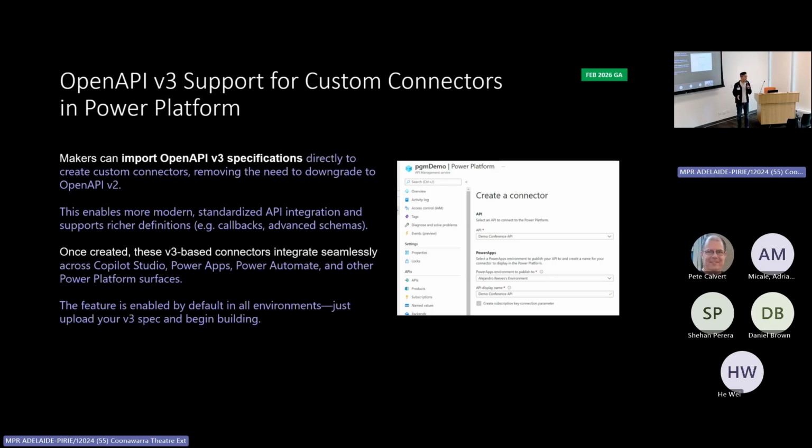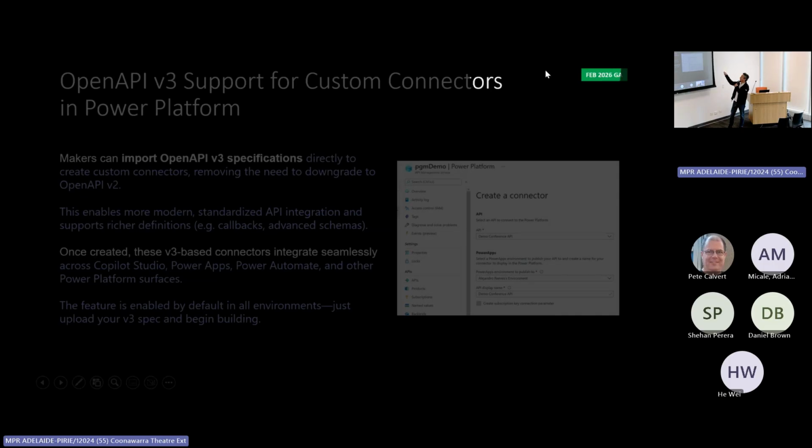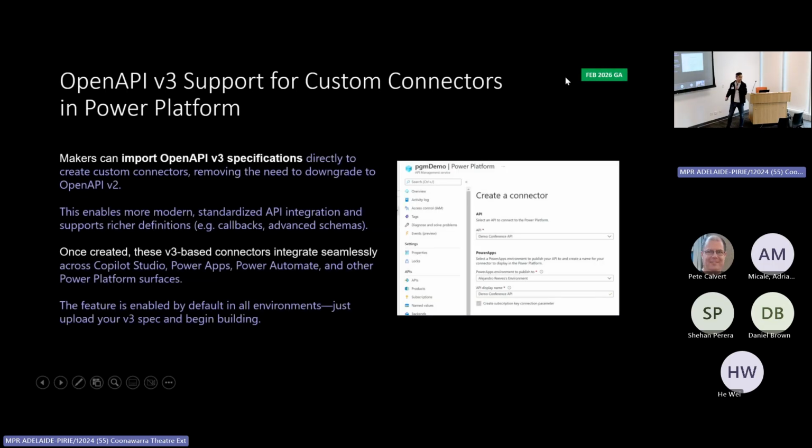So hopefully, with any luck, we didn't have much success this morning. You could just be able to import an open specification file. And there you go. You've got your custom connector. All right, that's all that means. So looking forward to trying that out. That's in February GA, so that's probably why we didn't get much luck with it this morning.